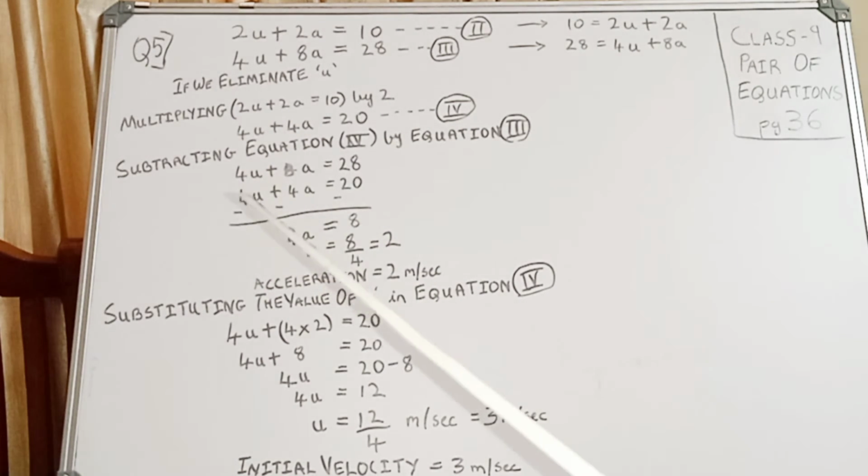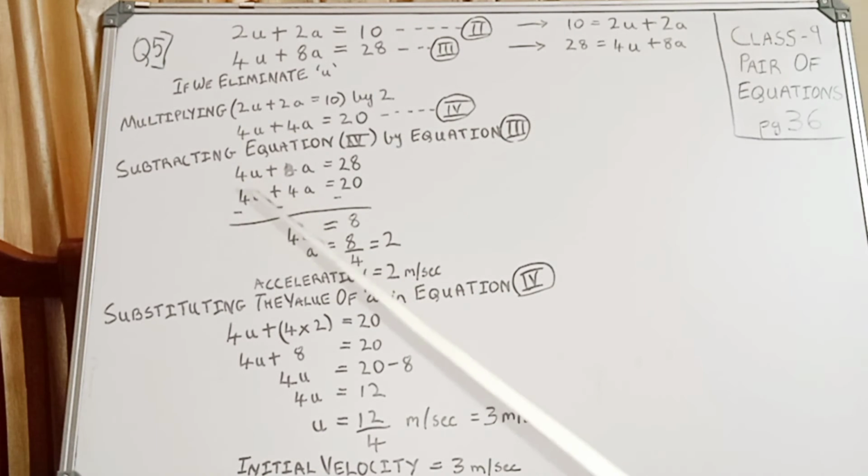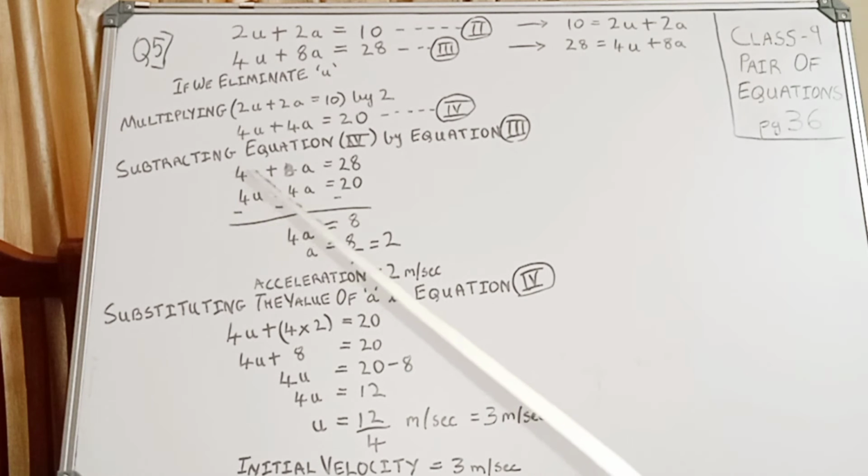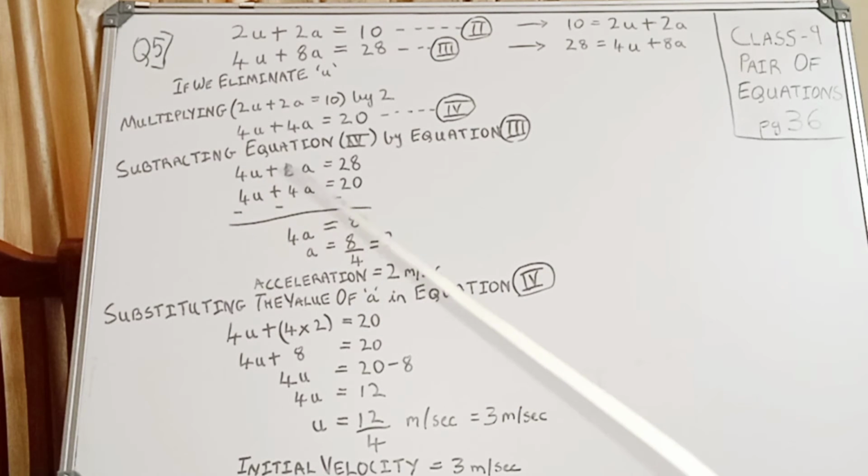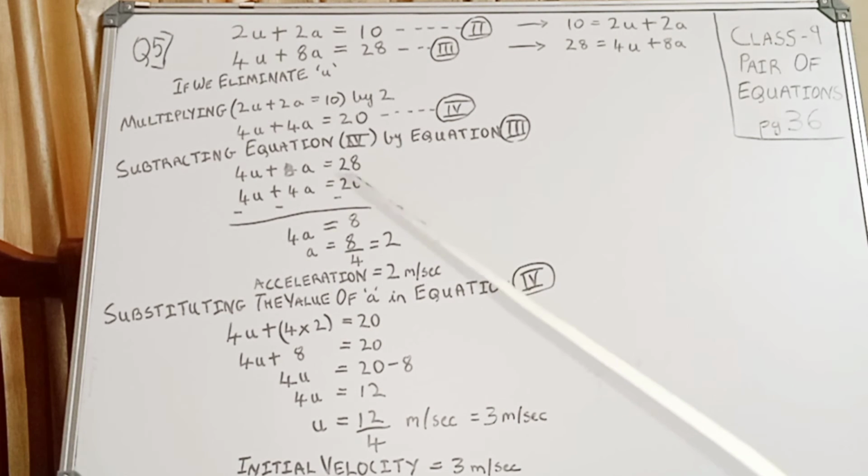Now we have to subtract. Subtracting these two, the common terms will get cancelled. Now 8a minus 4a, you will get 4a, then 28 minus 20, you will get 8. So 4a is equal to 8. So a is equal to 8 divided by 4. In this way you will get a as 2.